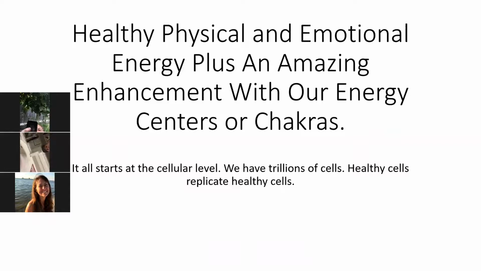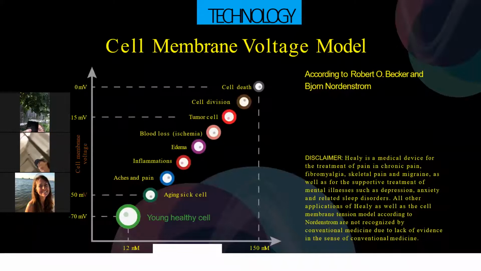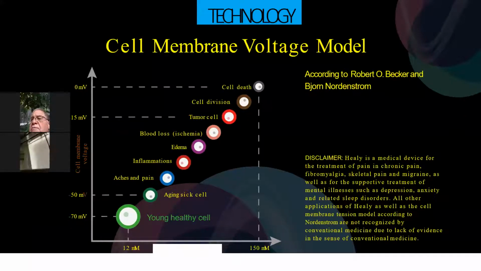We have trillions of cells. Healthy cells replicate healthy cells. I've got a picture of this for you. This is one of my favorite graphics to use when I'm introducing Healy to someone that's new, because it depicts what's a healthy cell, and then all the way down to where a cell becomes sick, diseased, and ultimately dies. So on the lower left-hand corner, at least left for me, it shows 70 microvolts. That's the voltage of a healthy cell, 70 microvolts.